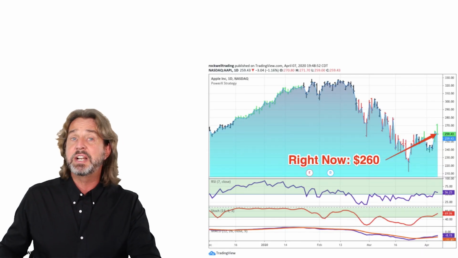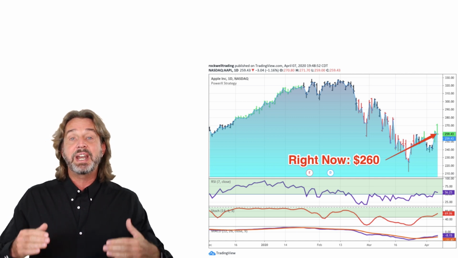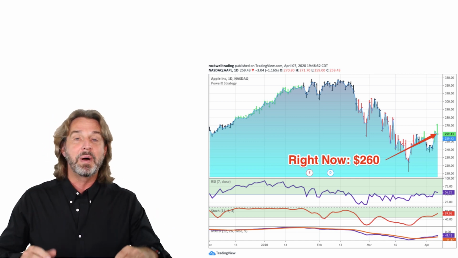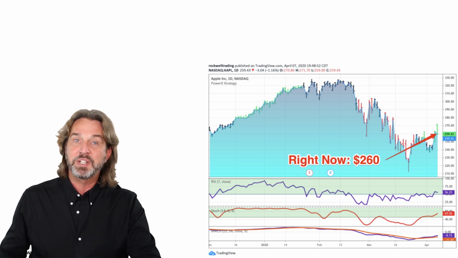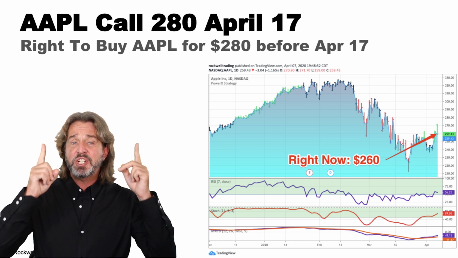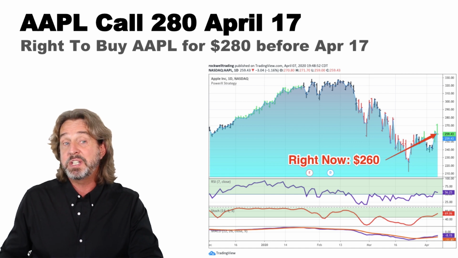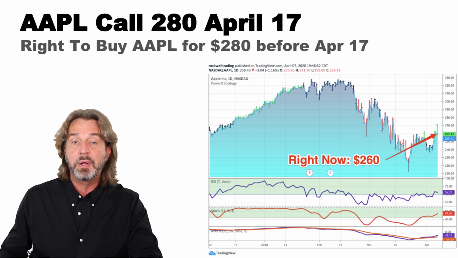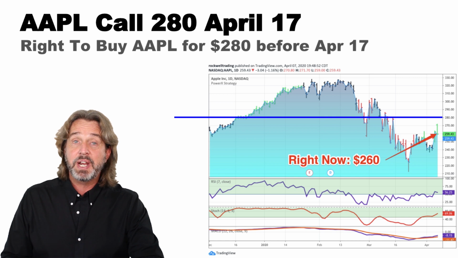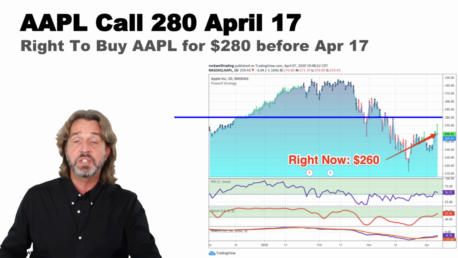Let's take a look at a chart and see if this makes sense. As I'm recording this right now, Apple is trading at $260. Maybe a little bit above, maybe a little bit below, but that's what I saw when I looked at the charts earlier, when I took this screenshot here. So again, this option, which says AAPL call 280 April 17th, means that we have the right to buy Apple for $280 before April 17th. So Apple is right now trading at $260, and you have the right to buy Apple for $280 if you would own this option.